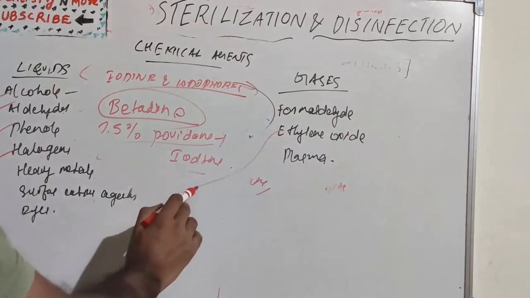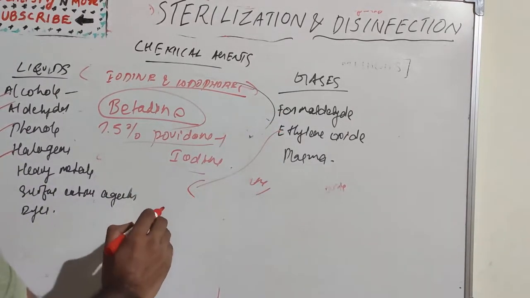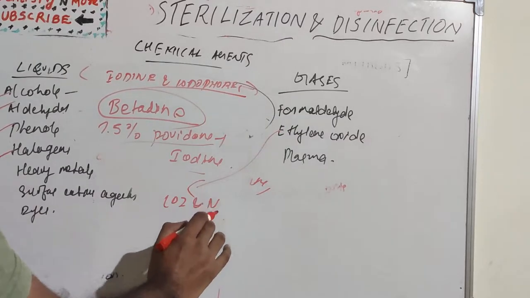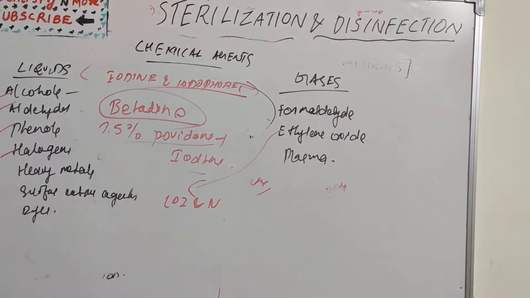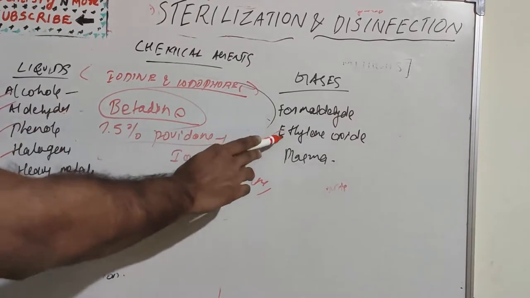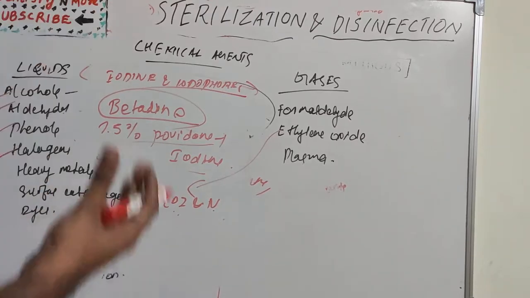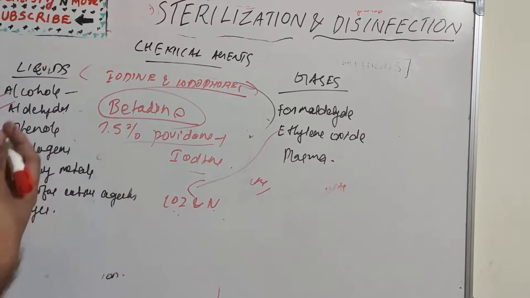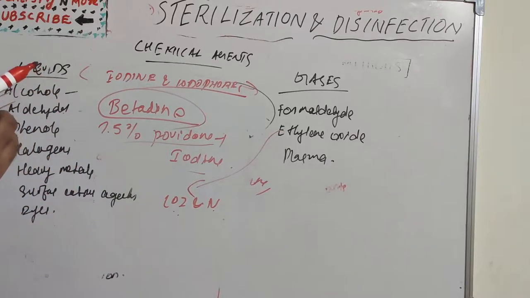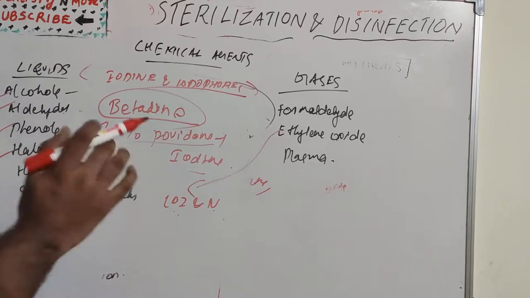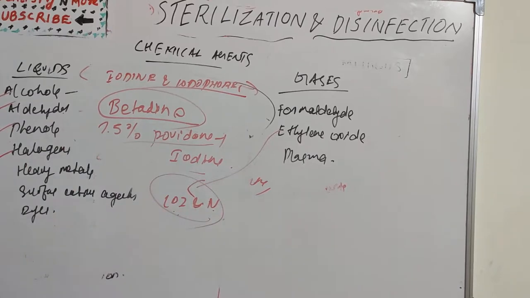So this ethylene oxide will be mixed with carbon dioxide and nitrogen gas to remove its explosive capacity. And how does it work? The principle is basic alkylation of amino, carboxyl, hydroxyl and sulfhydryl groups in protein molecules. It is very effective against all types of microorganisms, including viruses and spores. But it should be mixed with carbon dioxide and nitrogen.